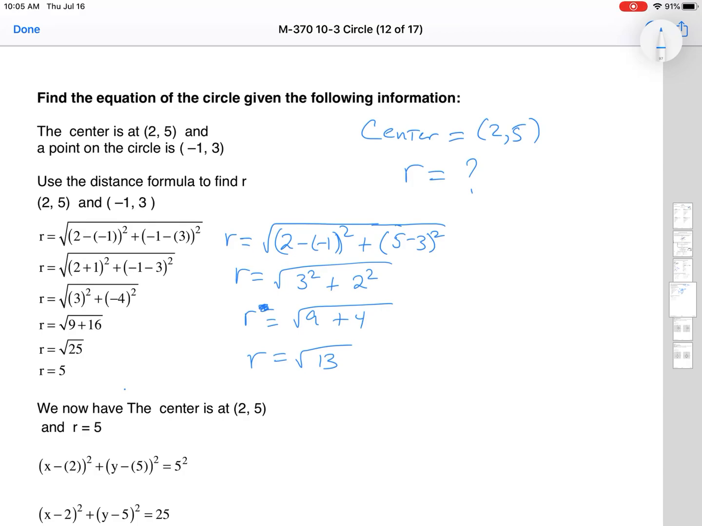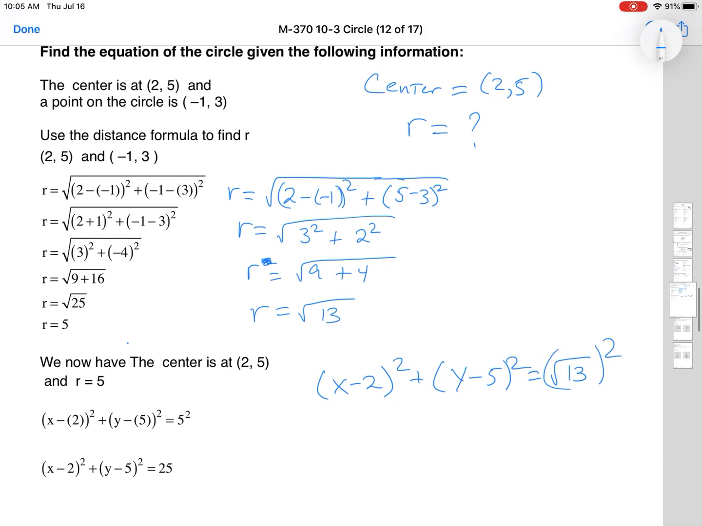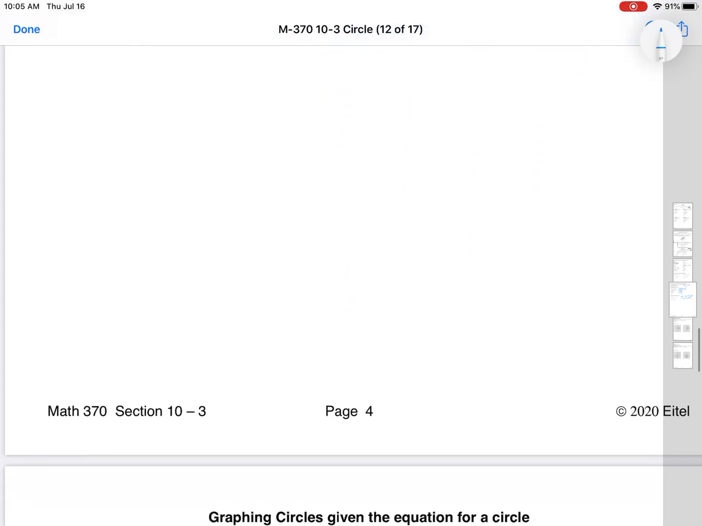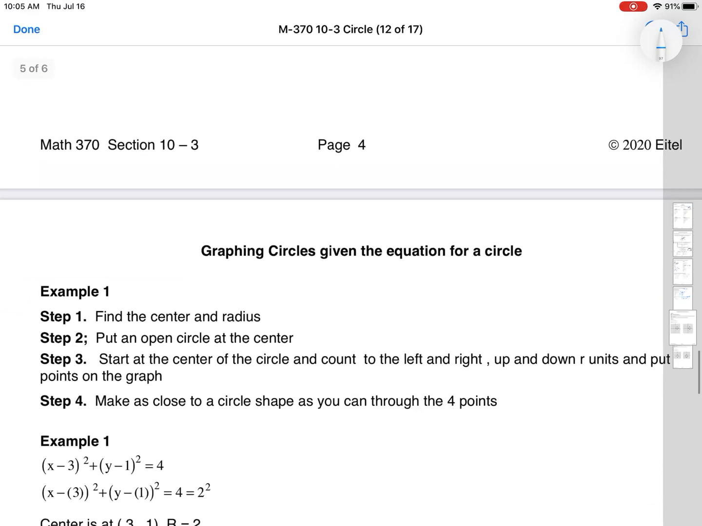And so what do we do? We realize, well, the center is at 2, so we're going to subtract away the 2, and at 5. And our radius is root 13, and we got to square it. Right, so everything's going to be the same as what he has here, just replacing the 5 with the root 13. And we get x minus 2 squared plus y minus 5 squared is equal to 13. Awesome. So you'll have to do that sometimes.